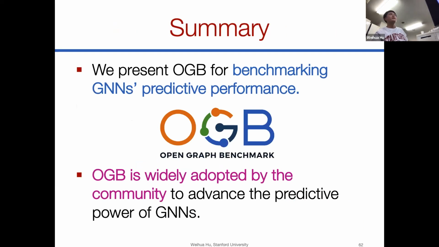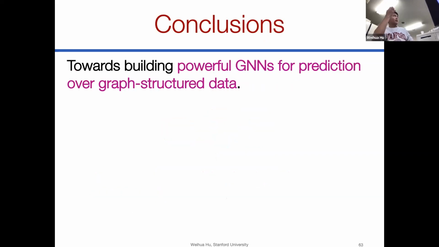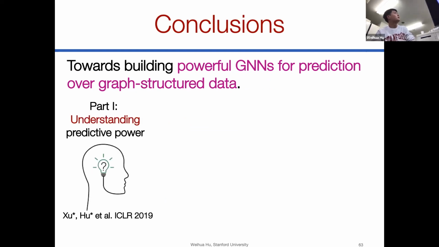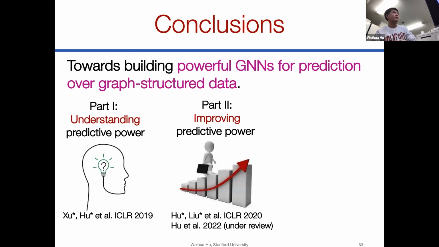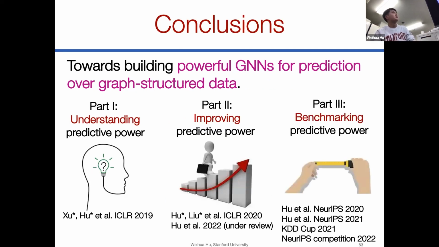So in summary, we present OGB for benchmarking GNNs' predictive performance. And now OGB is widely adopted by the community to advance the predictive power of graph neural networks. So in conclusion, in this talk, I aimed to build powerful graph neural networks to make predictions over graph structured data. In part one, we first aimed to provide understanding of the predictive power of GNNs. We analyzed the expressiveness and designed GNNs that are maximally expressive. Then we aimed to improve the performance of GNNs under limited data scenarios. We considered limited label data and limited edge connectivity scenarios. And finally, we stepped back and thought about how we can benchmark the predictive power of GNNs, to engage the community in building better GNNs. So we present OGB.